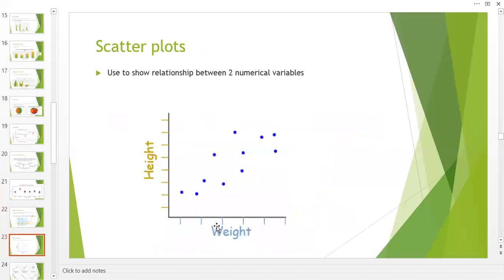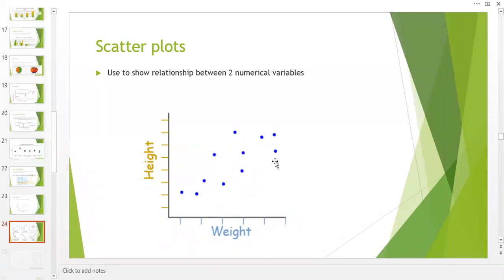Now coming to the scatter plots. Scatter plots are again used for the quantitative data. It is plotted to show relationship between two numerical variables. For example, we want to look at the relationship between weight and height. Both of them are numerical data, and we have plotted different points to look at the relationship between them.